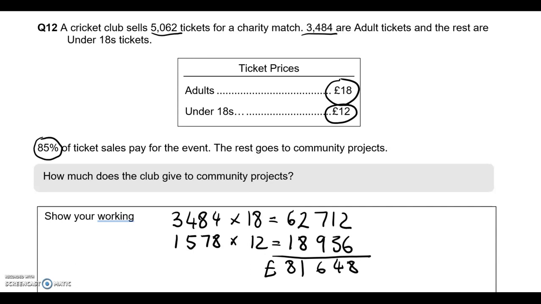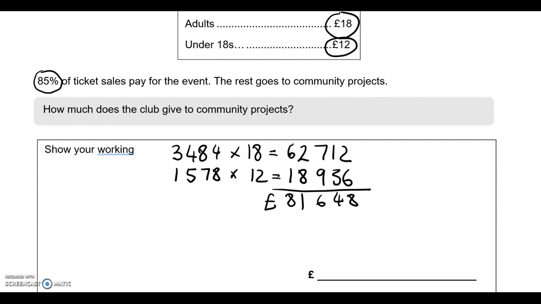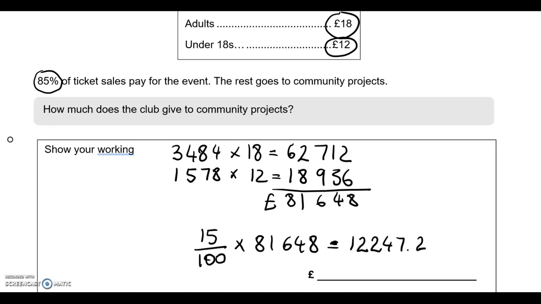So 85% of the amount that we've got will go to pay for the event, and that means that only 15% will go towards community projects. So 15 out of 100 times 81,648. That gives 12,247.2, and in terms of money, that is £12,247.20.